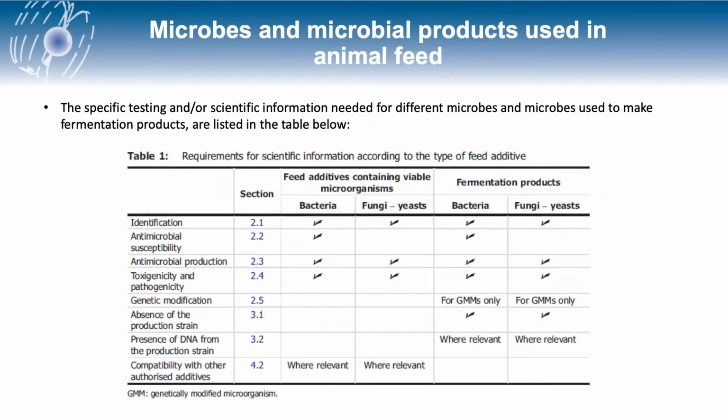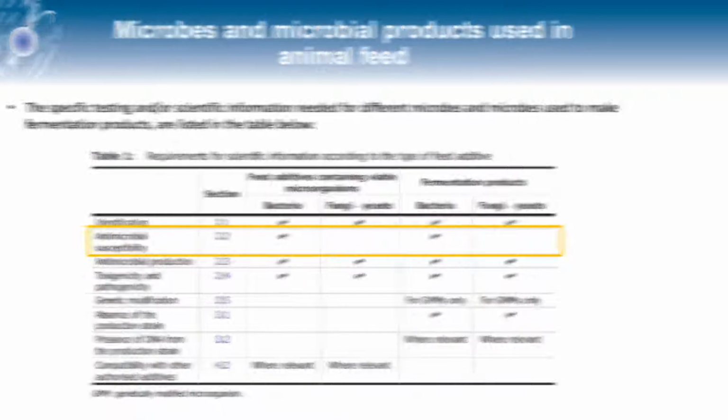There are many different requirements in the EFSA guidance listed in Table 1. For bacteria, this includes identification, antimicrobial susceptibility, antimicrobial production, and toxigenicity and pathogenicity. In this presentation, we will only be focusing on Section 2.2, Antimicrobial Susceptibility, specifically subsection 2.2.1, phenotypic testing. This section is applicable for live bacteria and bacteria fermentation-derived products used in feed additives.